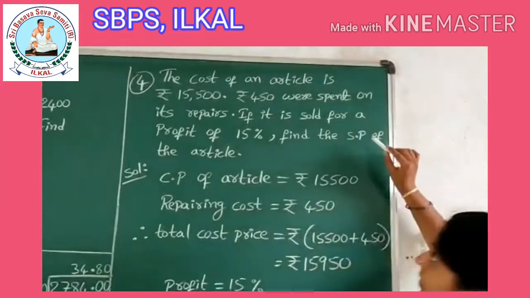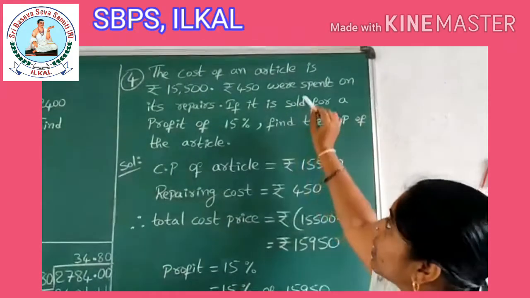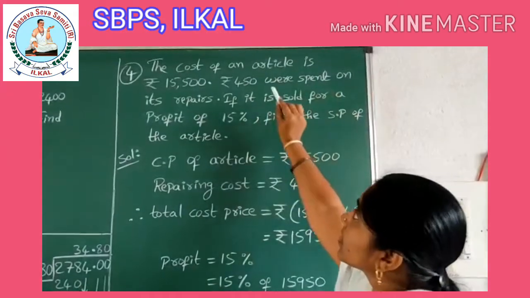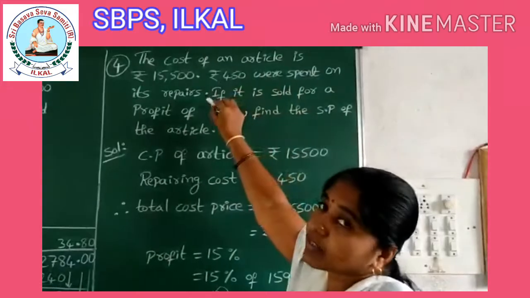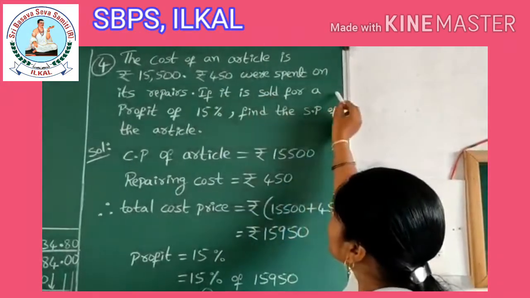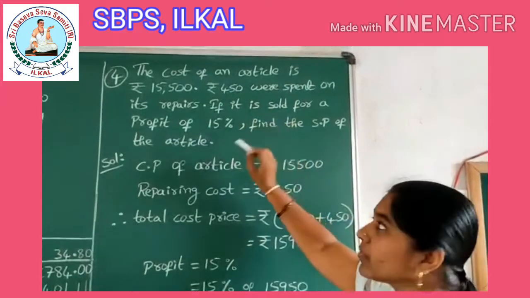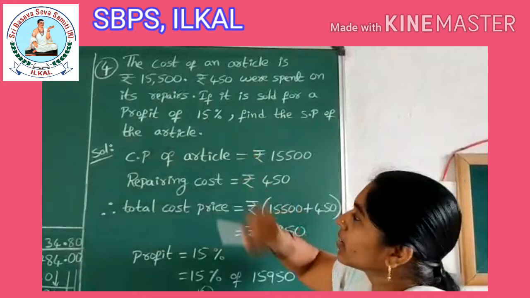Next question. The cost of an article is rupees 15,500. Rupees 450 was spent on its repair. Children, one article costs 15,500, and with the 450 repair cost added. If it is sold for a profit of 15%, find the selling price of the article.